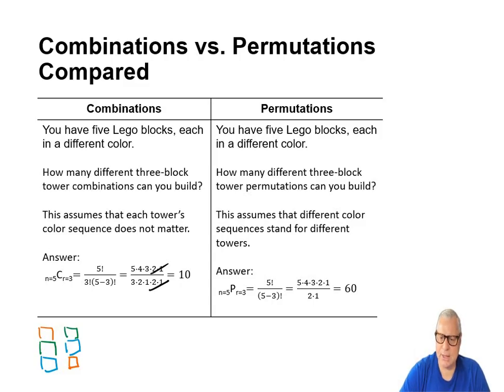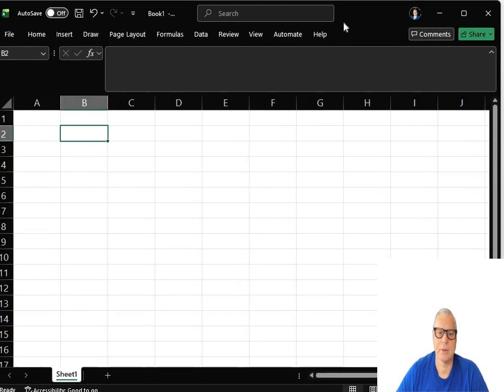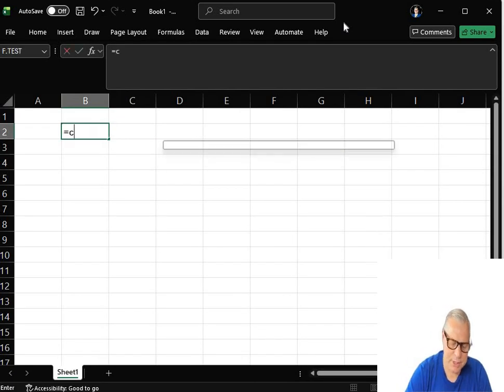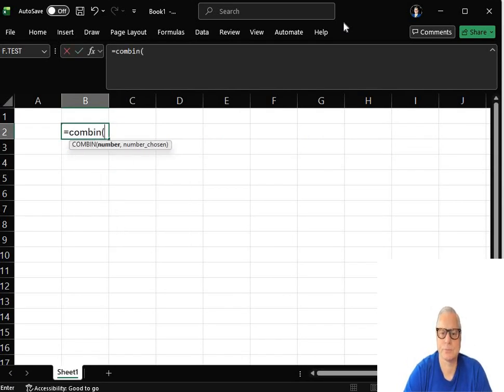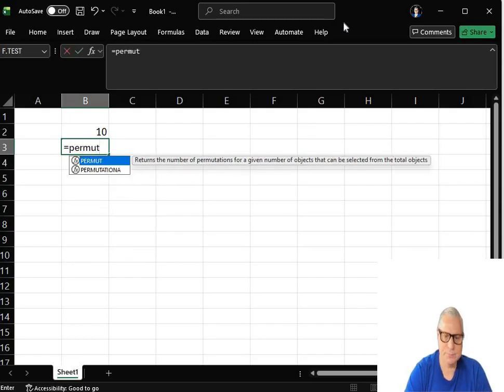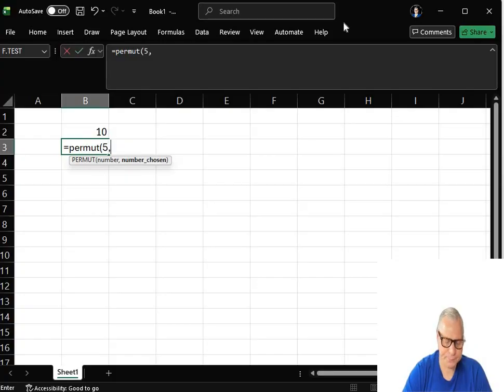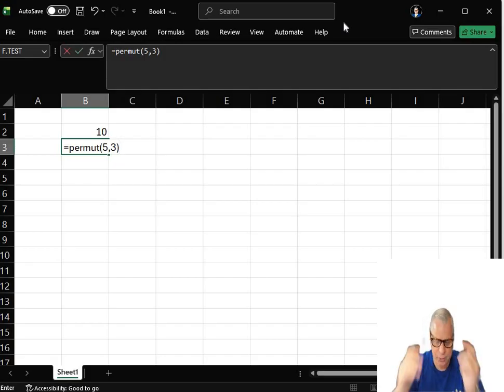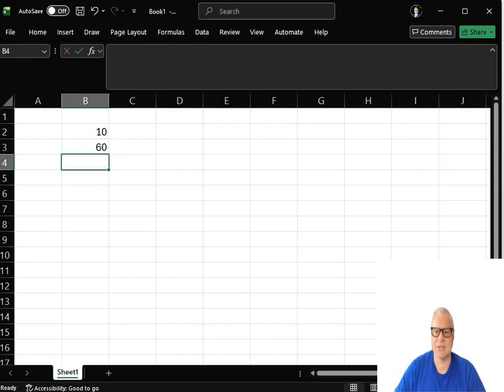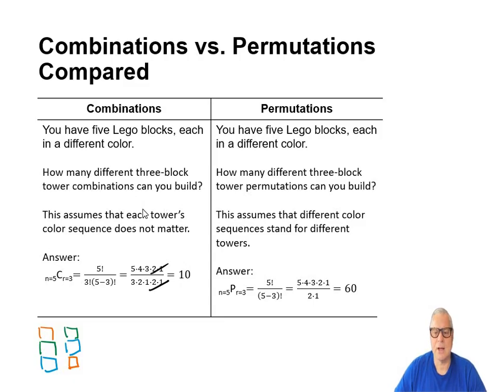So just to see again the difference in Excel. For combinations, it would be COMBIN, from 5, choose 3: 10. Permutations equals PERMUT, from 5, choose 3. And of course we always have more permutations because the order matters. So here we have 60. Okay, so it's a relatively simple formula and Excel accommodates it nicely.